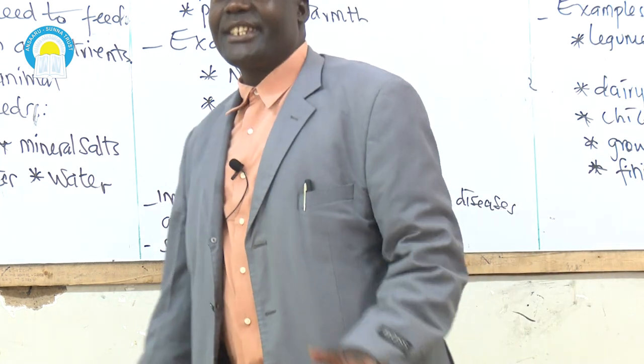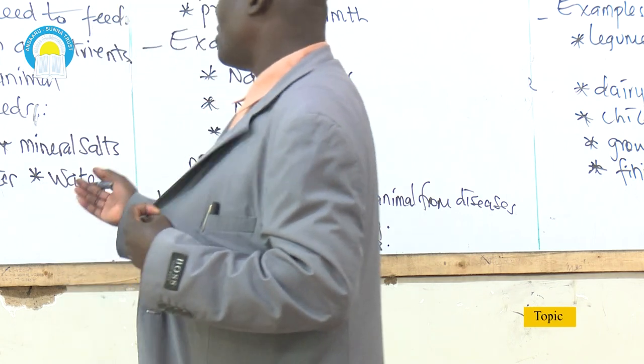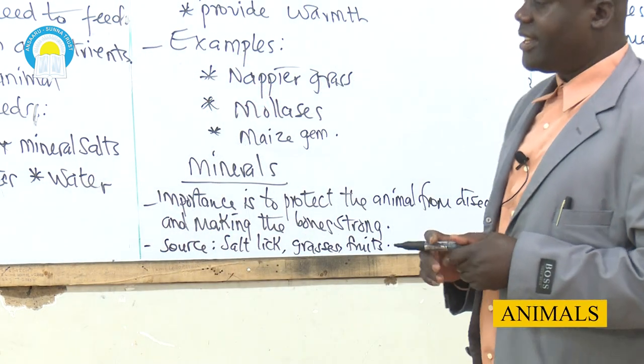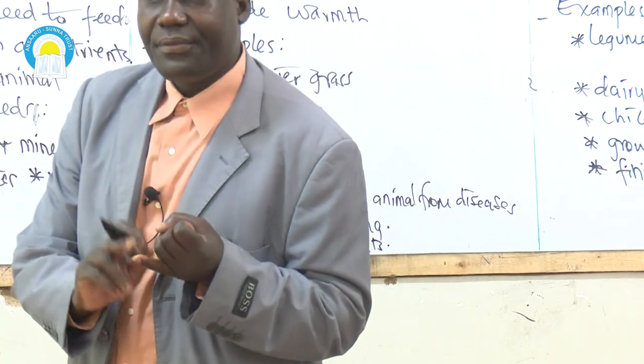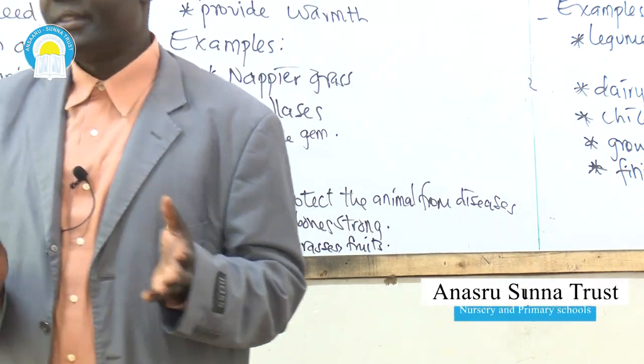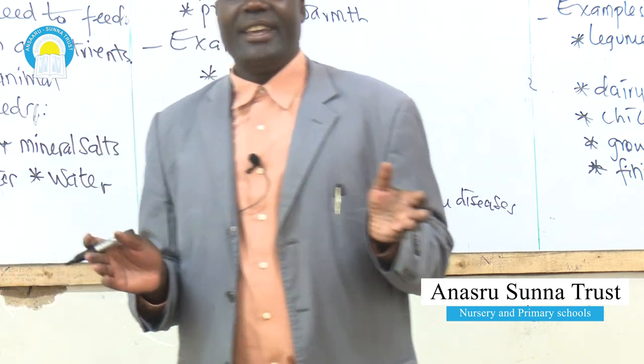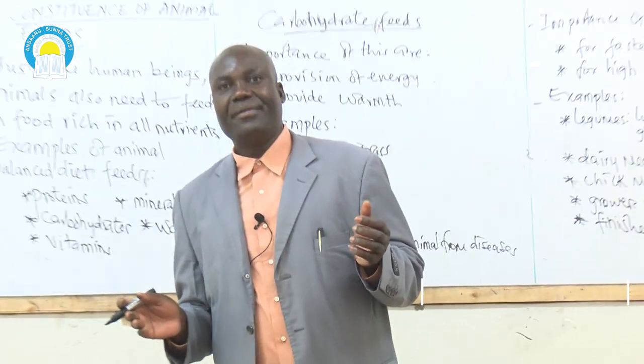We summarize by looking at vitamins. Vitamins are animal feeds which are got from fruits. And that is the end of our lesson done by Vitalis Makanda.